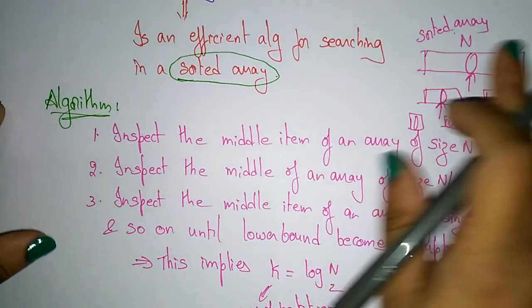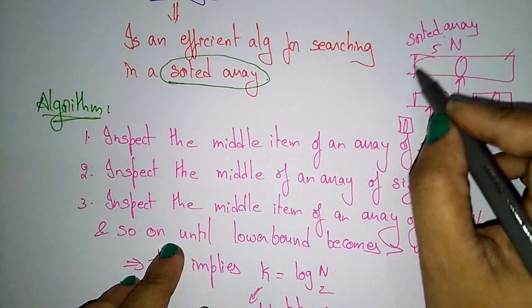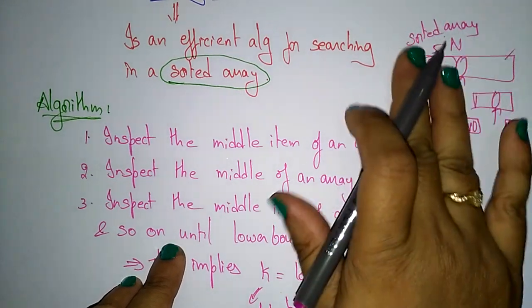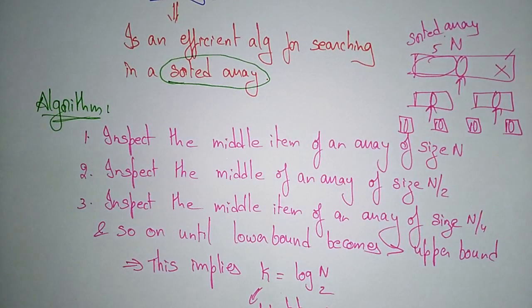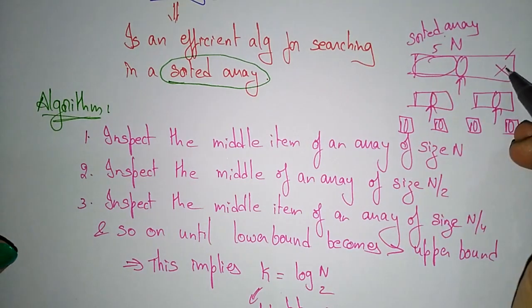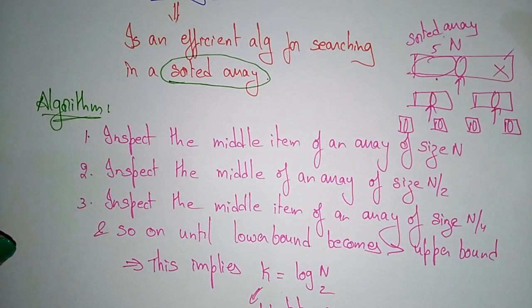Suppose this is a sorted array and I want the value 5. The value 5 is present in this half. So then the binary search will search only this half. It ignores the other half, because this is a sorted array. So it works only with the half that may contain the value. This action of dividing continues until the desired value is found, or the remaining values are either smaller or larger than the search value.